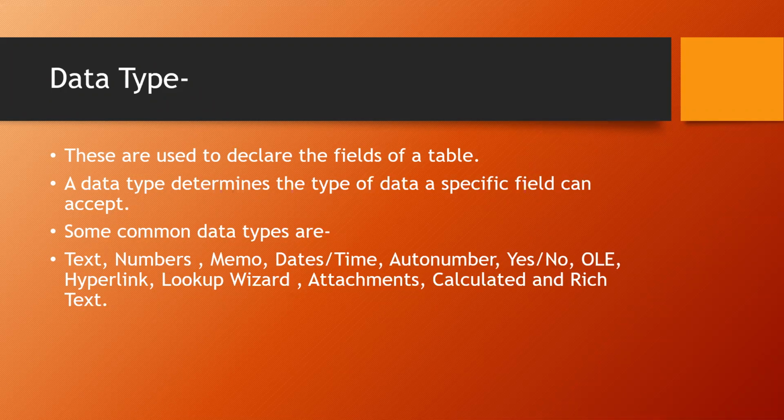Hyperlink is basically used to store web addresses or URLs, okay, that can be clicked. Next is lookup wizard. Lookup wizard will help you to create a field whose values are chosen from the values in another table. Like in your Excel also, if you remember, we have used the sheet reference of another sheet. So if you have to refer to something that is there in another table, then you can use this lookup wizard, okay?